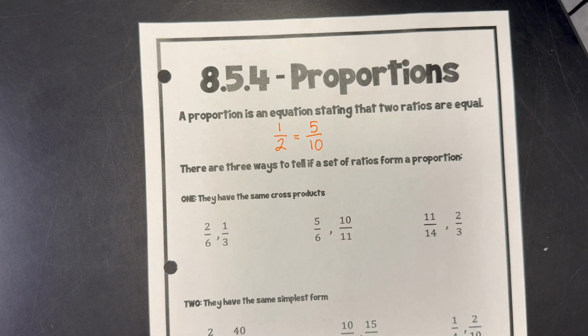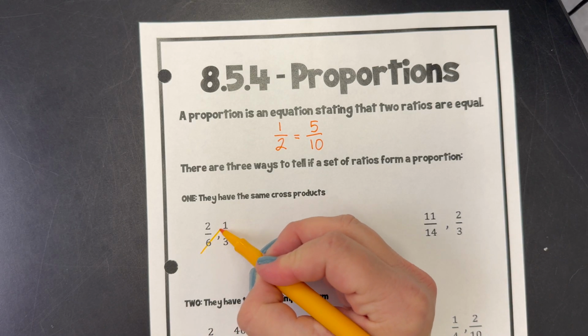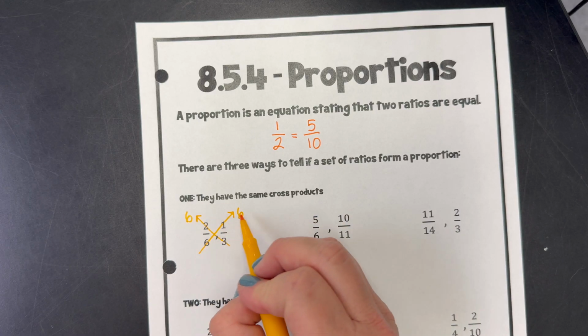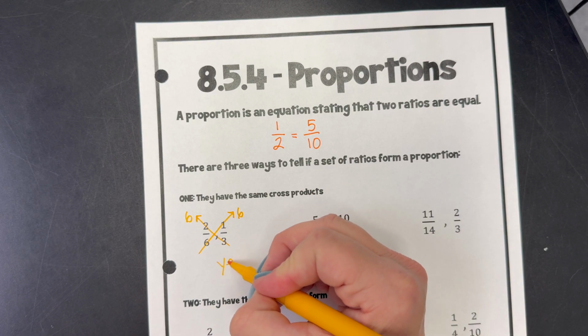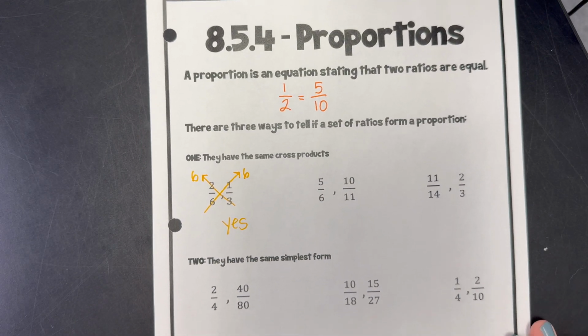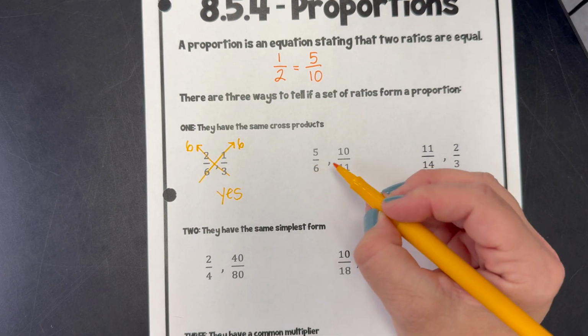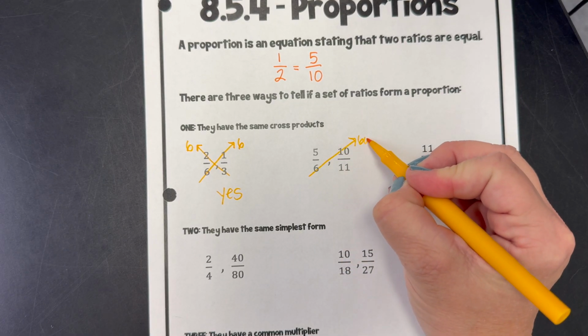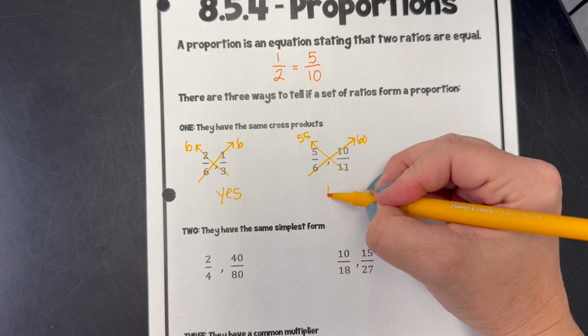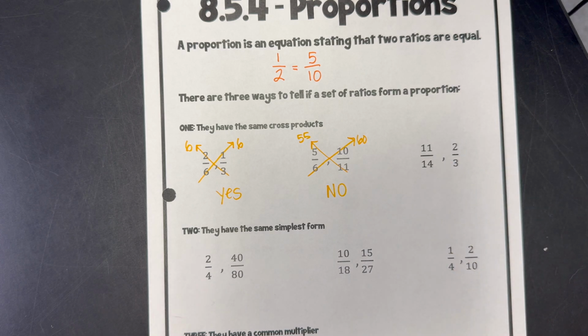So there's 3 different ways that we can tell if a set of ratios are going to form a proportion. One is if they have the same cross products. So what we can do is, for example, here, 6 times 1 is 6, and 3 times 2 is 6. Because these are the same, we're going to say yes, these two fractions would form a proportion because they have the same cross products. The next example, 6 times 10 is 60. 5 times 11 is 55. Those are not the same, so they are not a proportion.